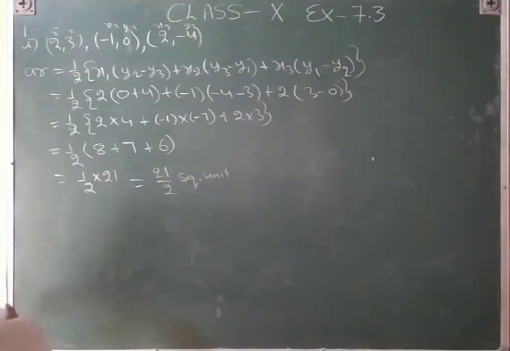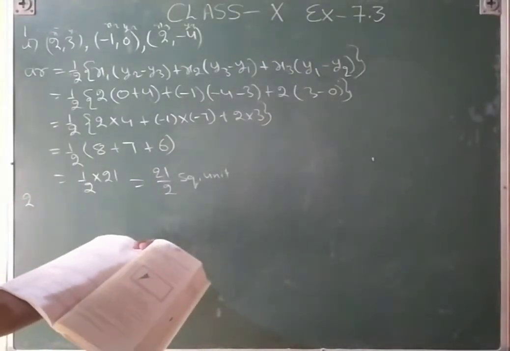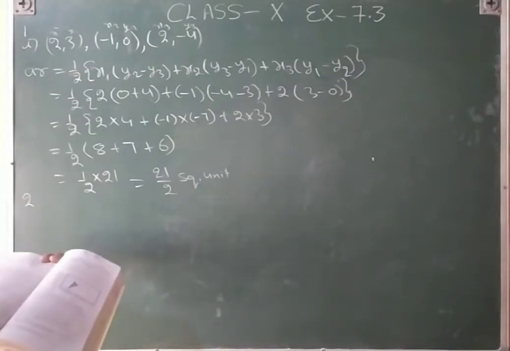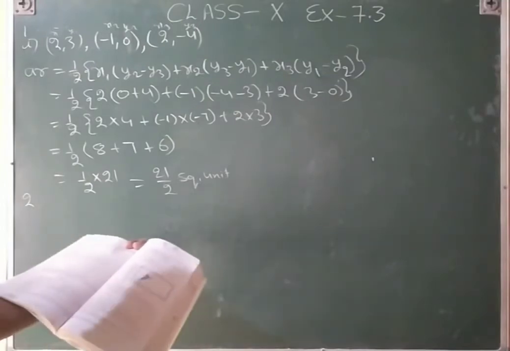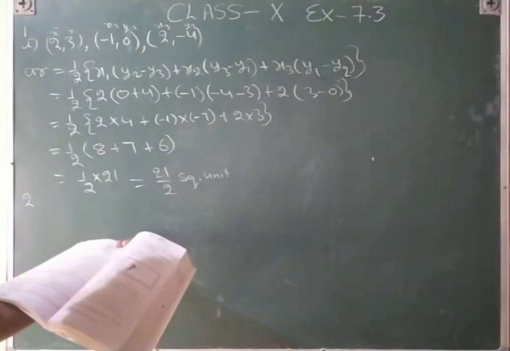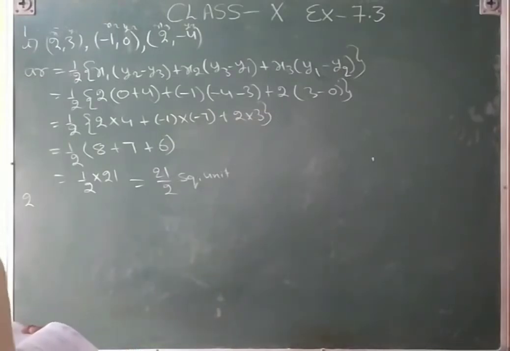The second part you can do. Then the second question also has two parts. One part you do by yourself, and one part I am explaining here. In each of the following, find the value of k for which the points are collinear. Collinear means area is equal to 0.